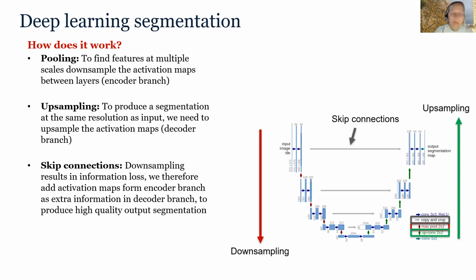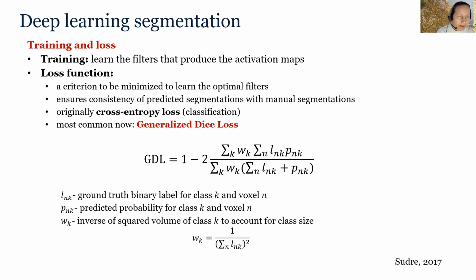So now you hopefully understand all the different elements of UNet. And now let's discuss how we train this network. So as I already told you, training means that the network will learn the filters that produce the activation maps. And how will they learn it? By minimizing the loss function.